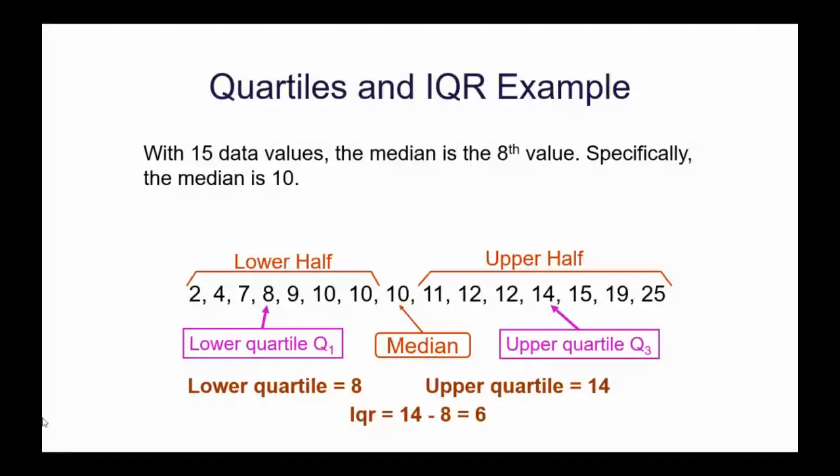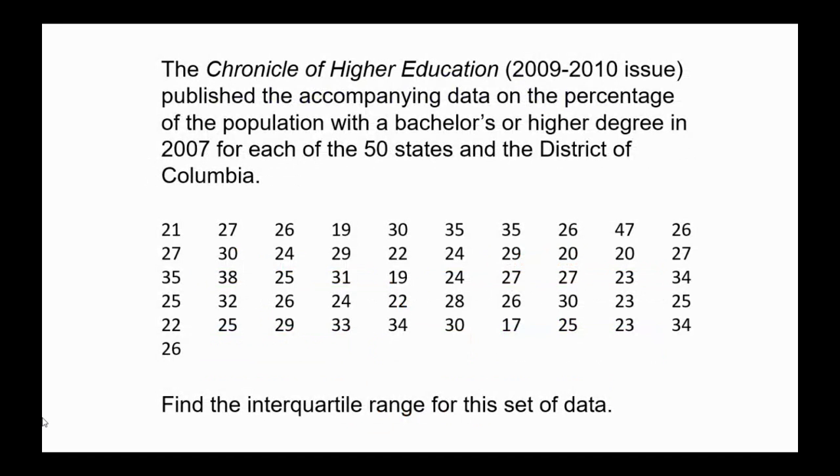Okay. Questions on that example before we go to the big one? So the Chronicle of Higher Education, in their 2009-2010 issue, published the accompanying data on the percentage of population with a bachelor's degree or higher. In 2007, for each of the 50 states and the District of Columbia, they asked us to find the interquartile range. So what's our first step that we have to do?